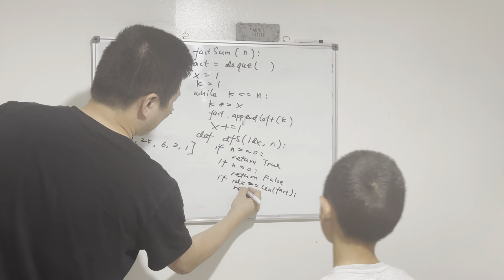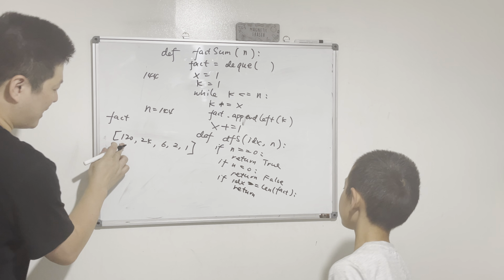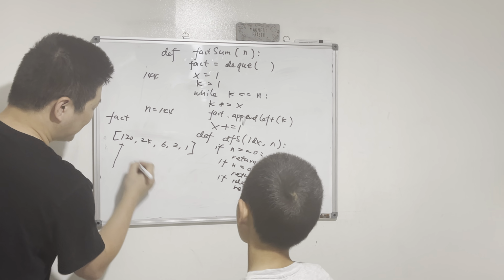If it has run out of indices, that's 0, 1, 2, 3, 4, and if it equals 5, what does it mean? Return false, because we have tried every possibility. Yeah, we tried each item.